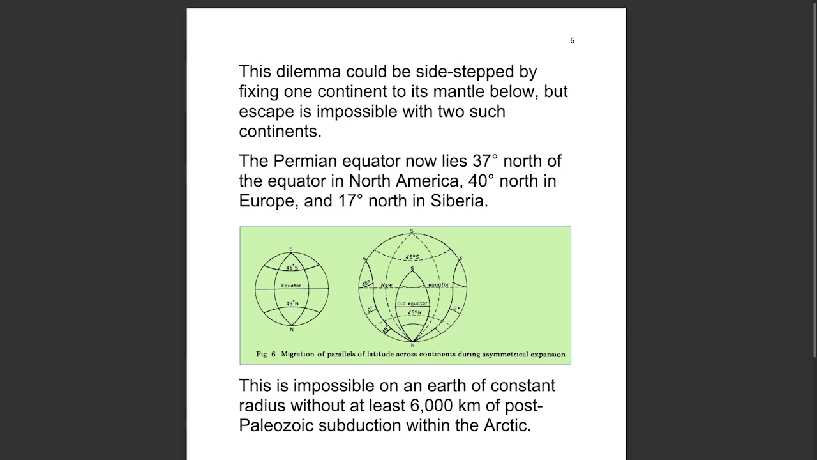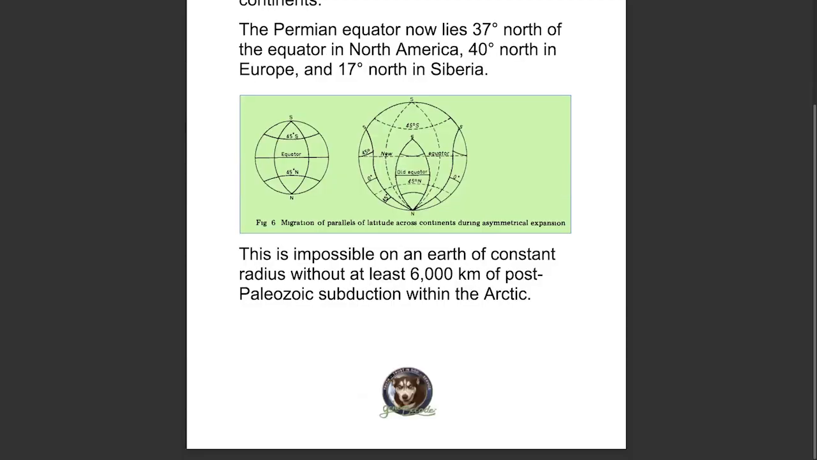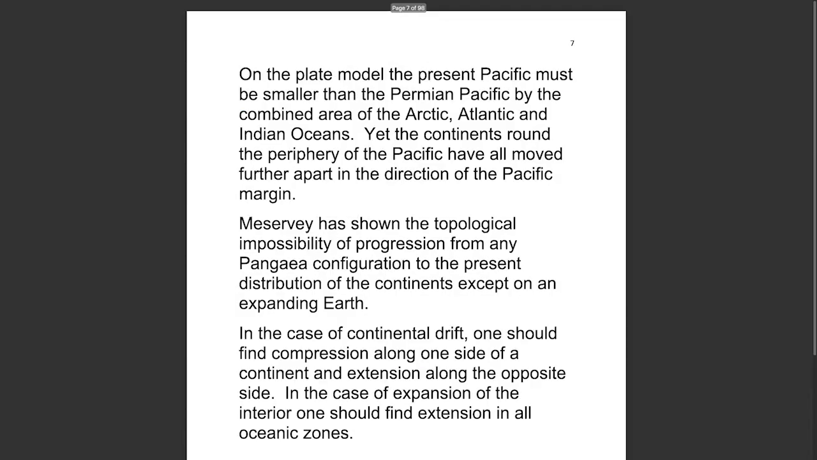So with at least 6,000 kilometers of post-Paleozoic subduction within the Arctic, not possible. Again, this is impossible if the Earth has had a constant radius. Additionally, on the plate model, the present Pacific must be smaller than the Permian Pacific by the combined area of the Arctic, the Atlantic, and the Indian Oceans. Obviously, think about it.